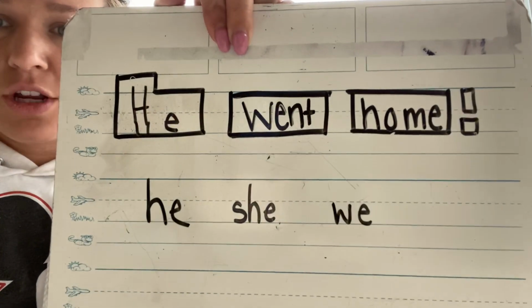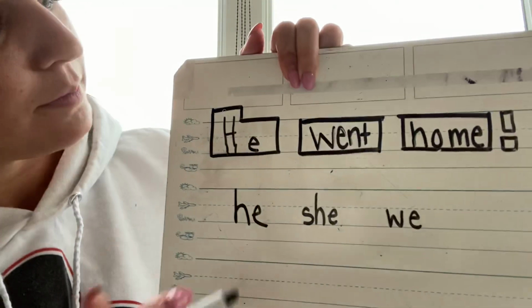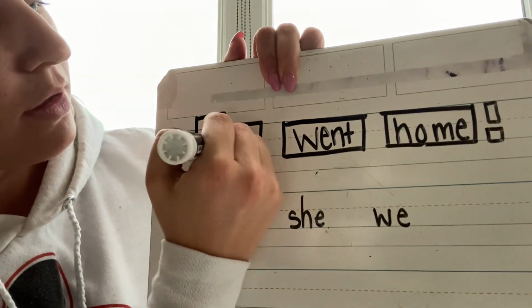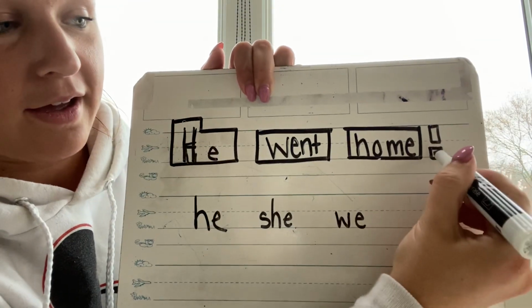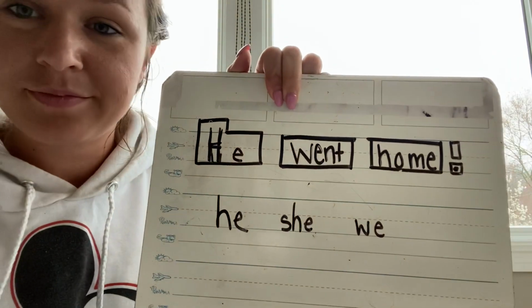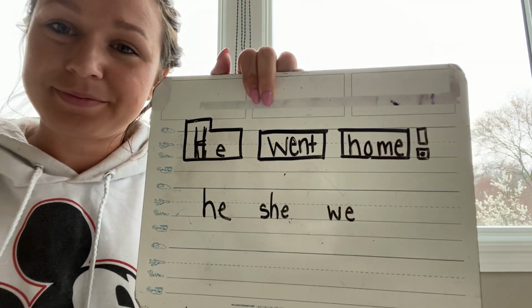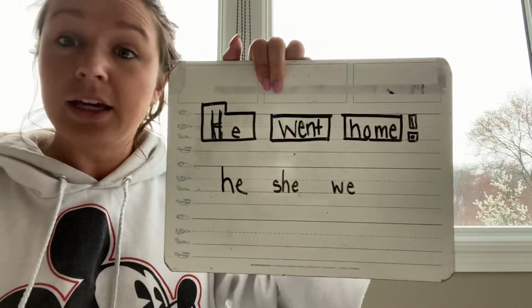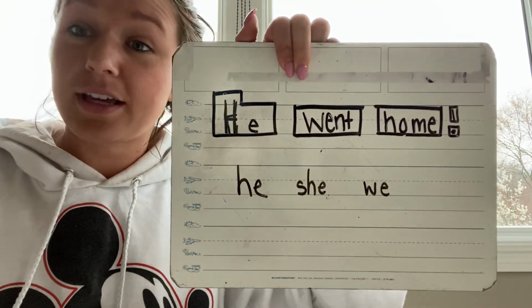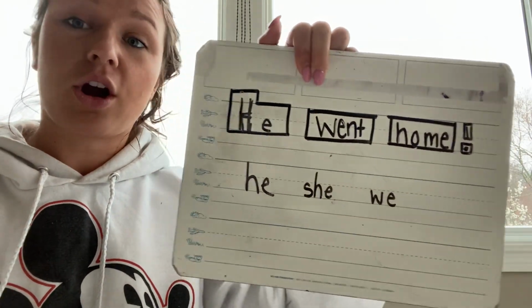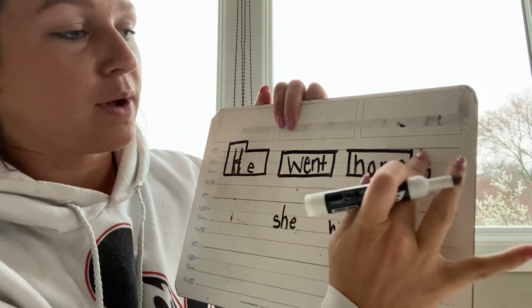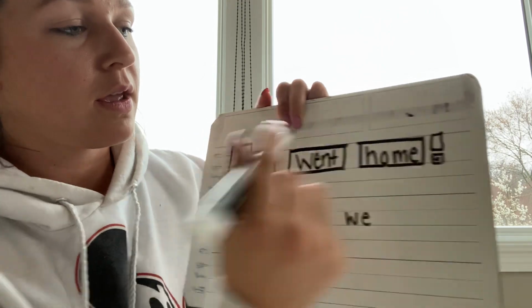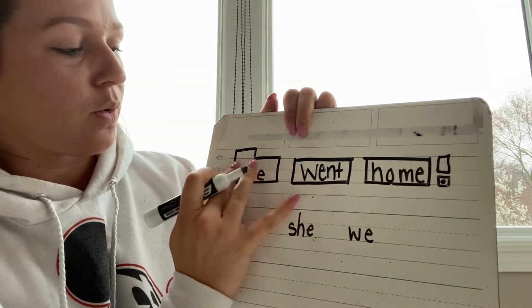He went home. But I think I forgot something. What did I forget? What do you notice? I know my H is a little funky. But what did I forget? I forgot a period. Right? Or if I was super excited that he went home, I could make an exclamation point. He went home! I'm super excited about that. All right, so now I used he. I'm going to take my exclamation point away and just use a period. All right, so I used he went home.